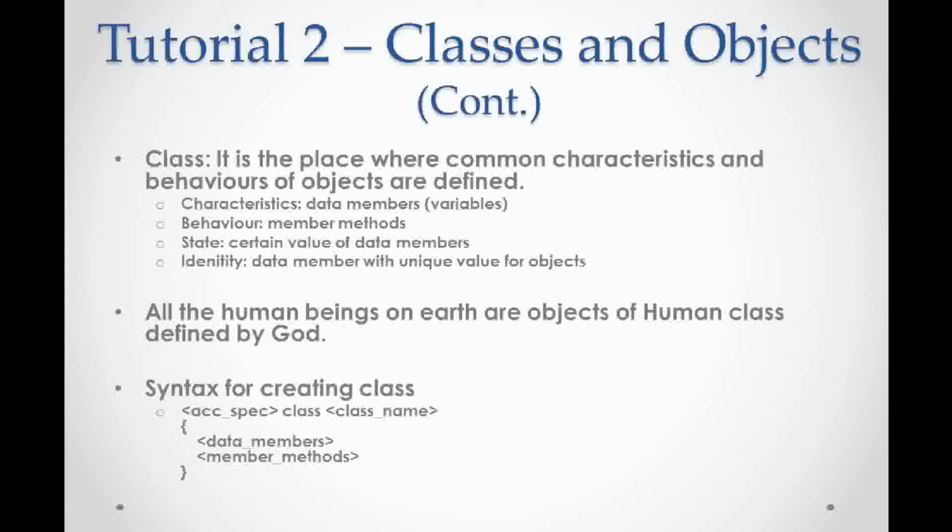Now let's see what the syntax for creating a class is. I'm not sure whether God has followed the same syntax or not, but in programming you have to follow the same syntax. Here in the syntax, the access specifier is mentioned, then class along with the class name. Data members and member methods are written inside the curly braces. We have already seen some classes in our previous video series, and in this tutorial also we are going to create a class for us.